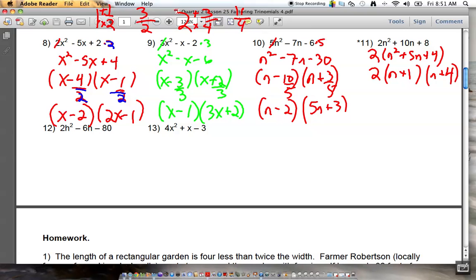On number 12, would you use a common factor or would you use plan B? Common factor. On number 13, would you use a common factor or plan B? Plan B. So now you have two techniques for handling it when this lead coefficient is not 1. We will do one more day of this, and then we are going to go to another level. All right?